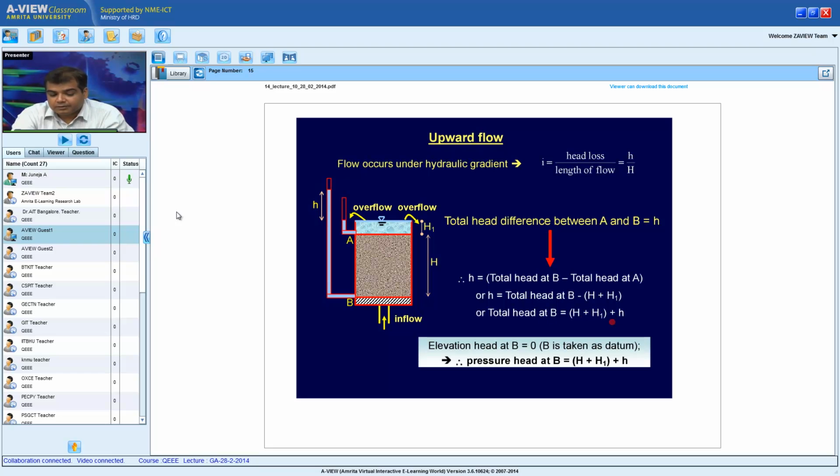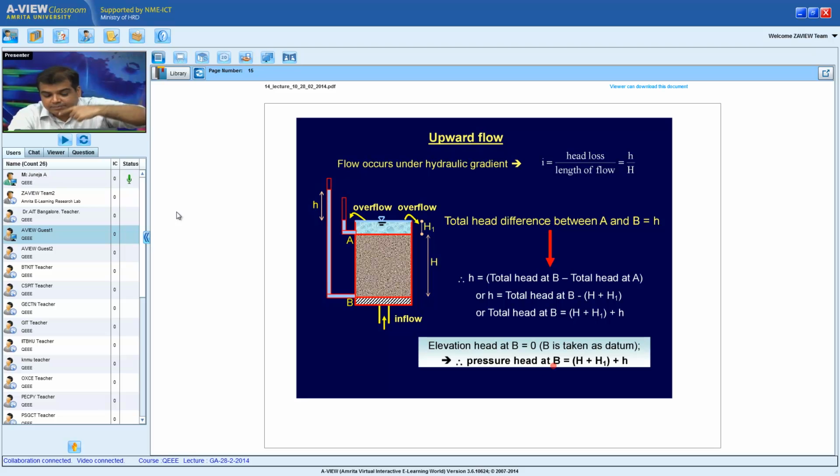Say that B is at datum, so elevation head at B equals 0. Total head at B equals pressure head plus the elevation head. Now elevation head is 0, so in other words, this whole thing equals the pressure head. Just to put it in English, pressure head at B equals H plus H1 plus the small h, which is the head loss. Now if I pause over here and look at this very carefully, pressure head is the height of water which will rise in the standpipe.